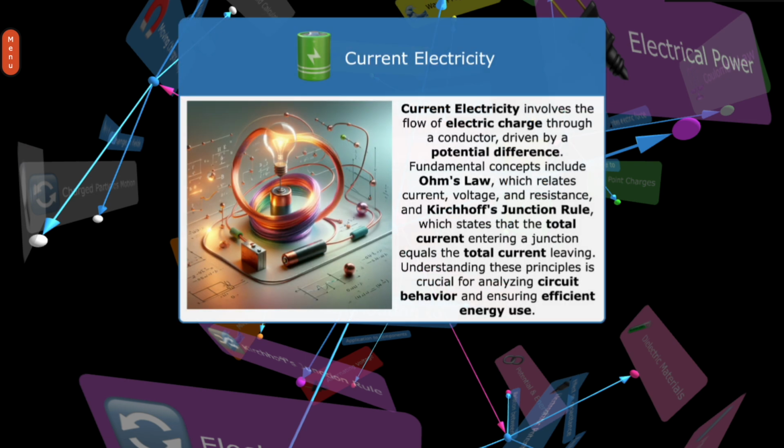Current electricity involves the flow of electric charge through a conductor, driven by a potential difference. Fundamental concepts include Ohm's law, which relates current, voltage, and resistance, and Kirchhoff's junction rule, which states that the total current entering a junction equals the total current leaving. Understanding these principles is crucial for analyzing circuit behavior and ensuring efficient energy use.